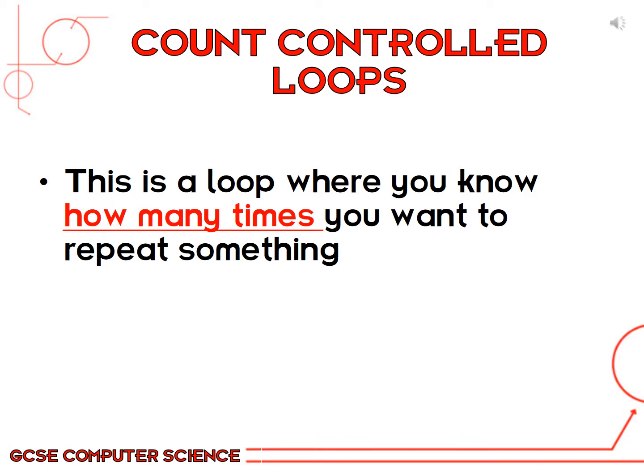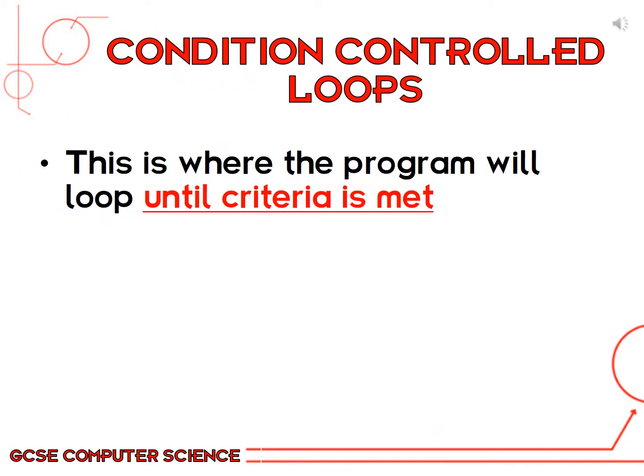So a count controlled loop is when you know how many times you want to repeat something. So we've got 2 different categories of loop, and the first one is a count controlled loop. If you know how many times you want to repeat something, then this is what you would use. The other category of loop is a condition controlled loop, and this is where you are expecting something to be true or false until a certain criteria is met, and then the program will stop looping.